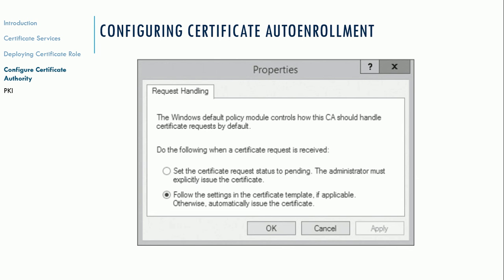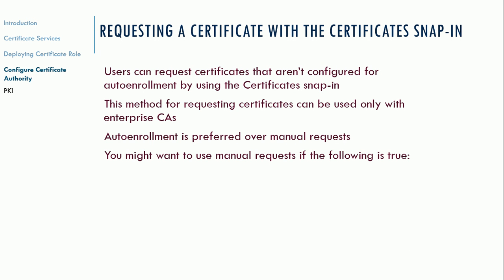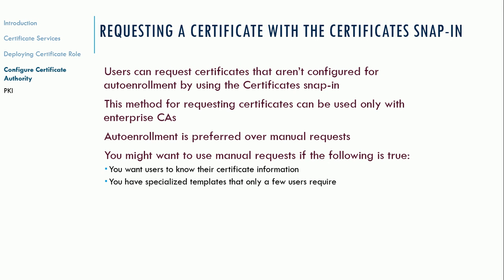Generally, you're going to want to use auto-enrollment so people don't have to request their own certificate. However, if they do want to request their own certificate, or if they're on a non-Windows device and need to request a certificate, they can do so through a number of different methods. One of those is the certificate snap-in. This method for requesting certificates can only be used with enterprise CAs. Obviously, auto-enrollment is preferred, but you can do manual requests. Some reasons you might want to use a manual request is if you want users to know their certificate information, or if you have specialized templates that are used for certain users for some certain use case.